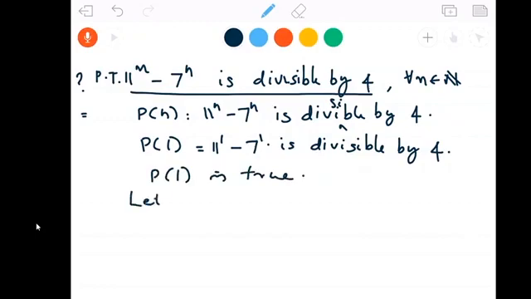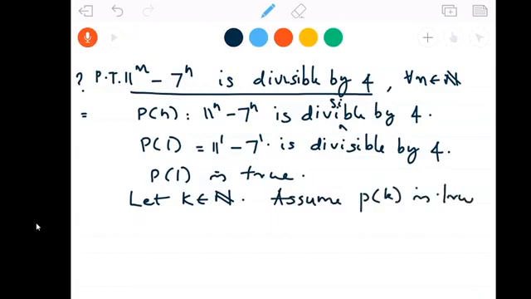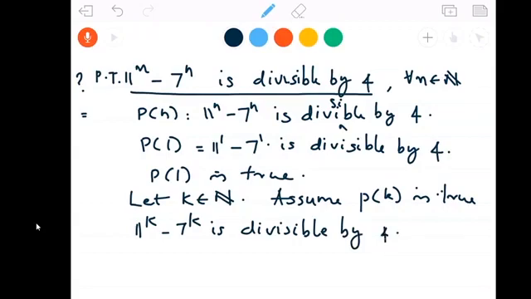Now we let k be a natural number and assume that P of k is true. That means 11 raised to k minus 7 raised to k is divisible by 4. Okay, now we have to prove P of k plus 1 is true. To prove P of k plus 1 is true, we have to prove 11 to the power k plus 1 minus 7 to the power k plus 1 is divisible by 4.